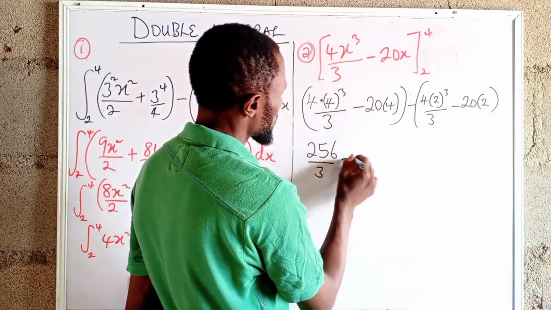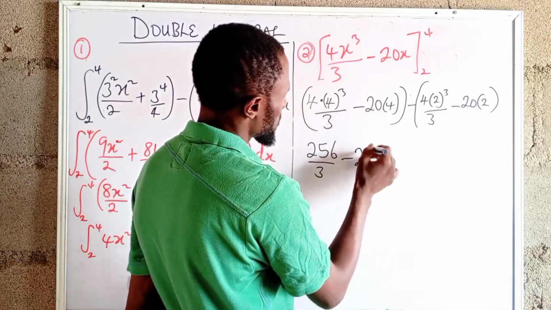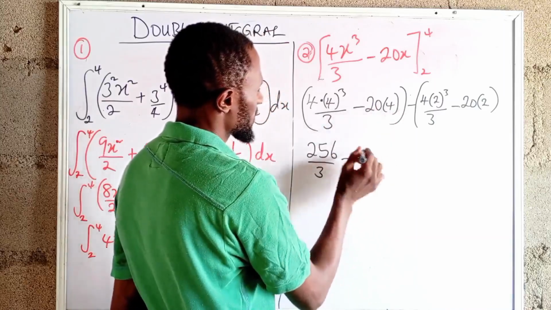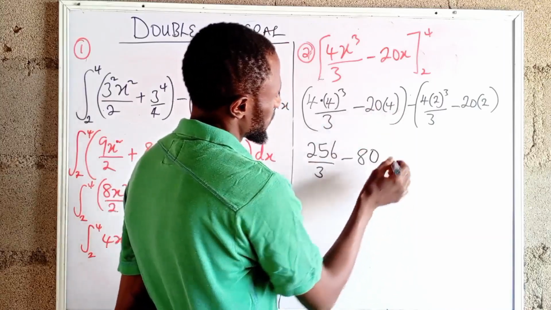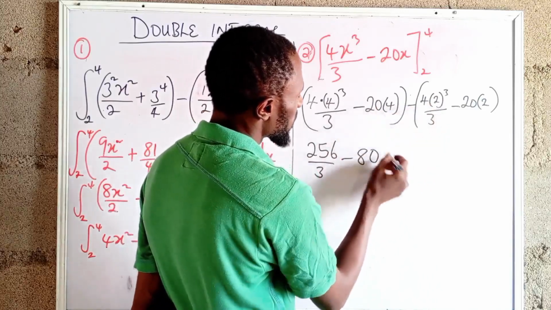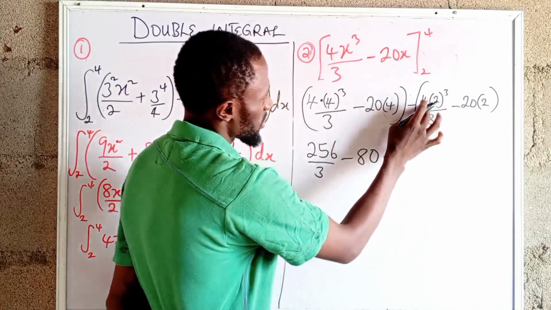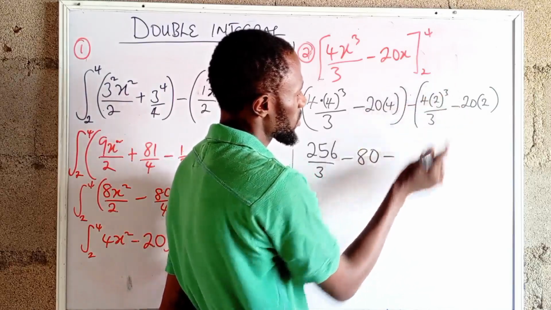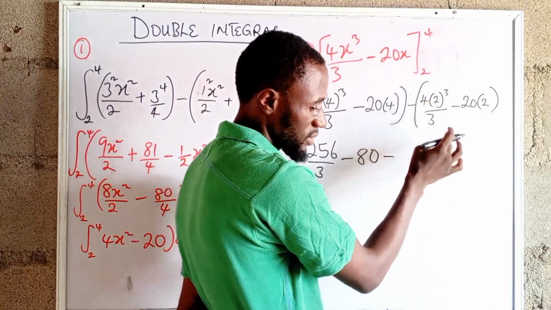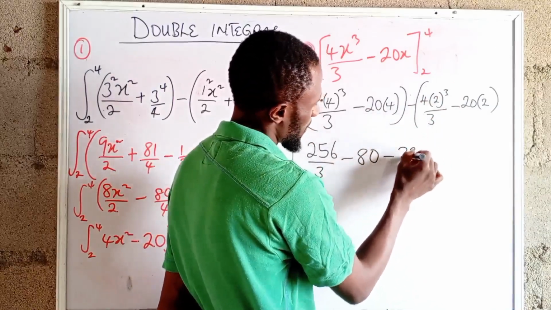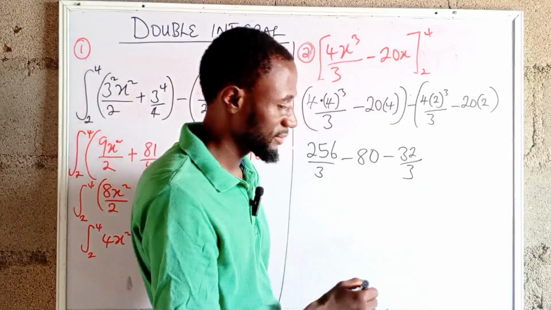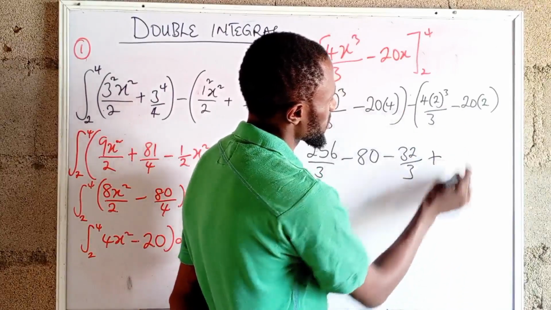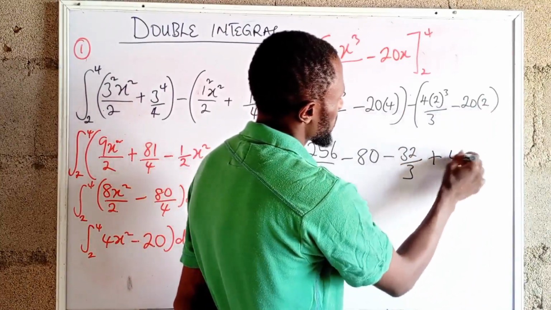We have minus 20. 20 times 4 here we have 80. We have minus 80. We remove this bracket by saying minus. This is 2 raised to power 3. We have 8 times 4, which is 32. 32 over 3. Then minus times minus here is plus 2 times 2, plus 40.